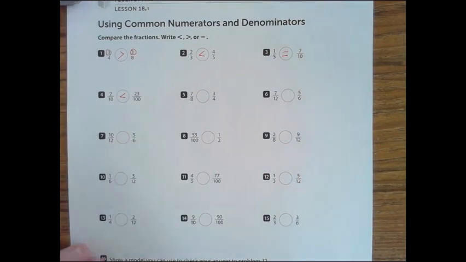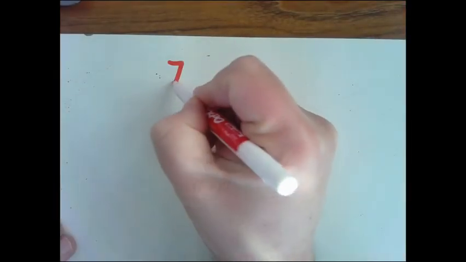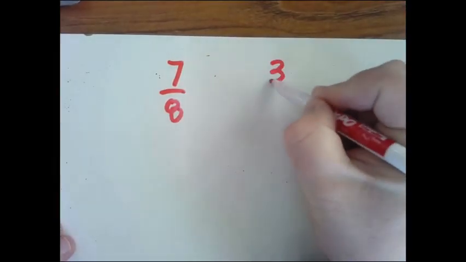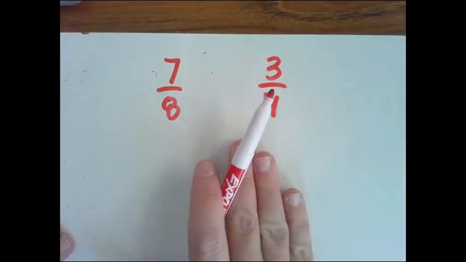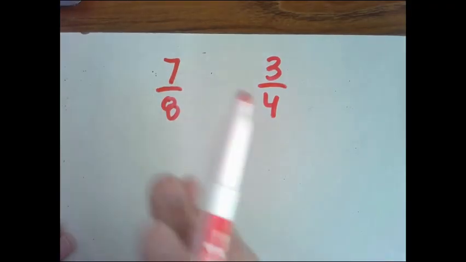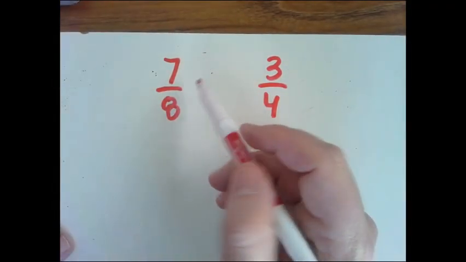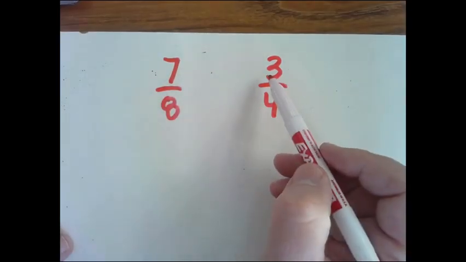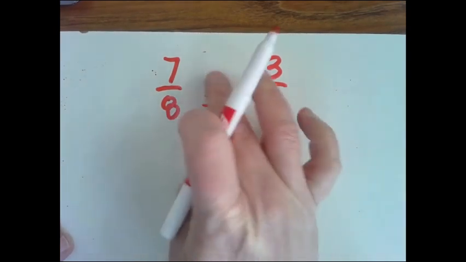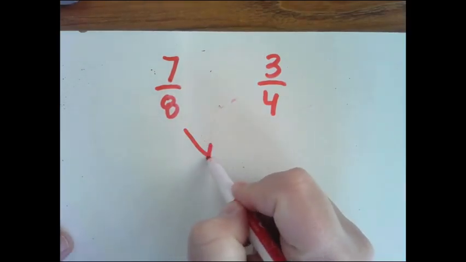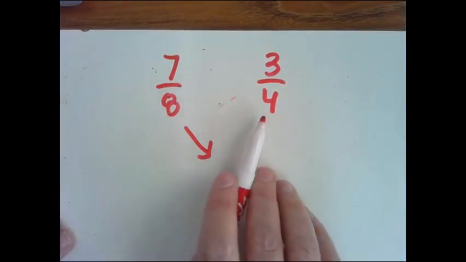7/8 and 3/4. Okay, so again, we're going to use a common either numerator or denominator. So 7/8, 3/4. Now, the larger numbers are on the left, so we're going to have to divide this time. I know that we can't divide 7 by anything and get 3. But what I do know is that we can take an 8 divided by 2 to get 4. So that's what we're going to do. I'm going to change this into a fraction with a denominator of 4.